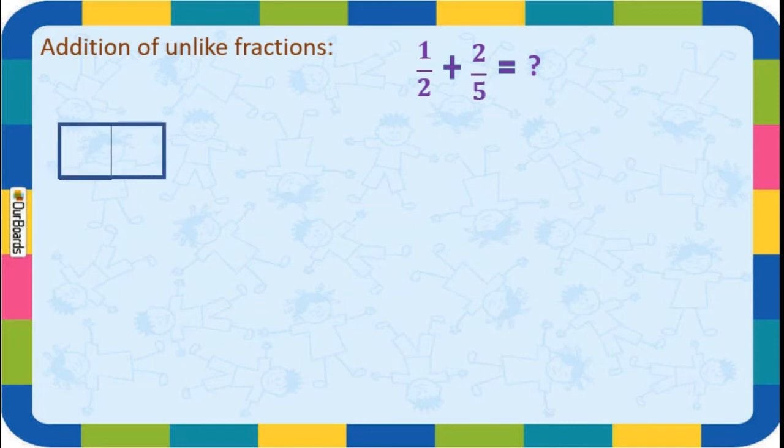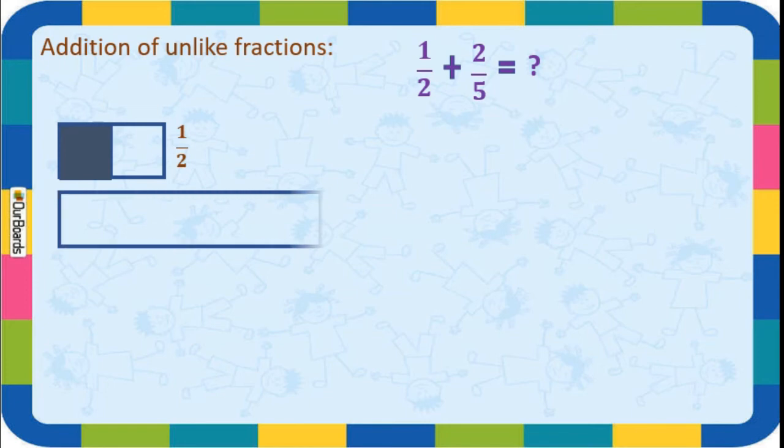We will divide it into 2 equal parts and 1 part we will color. That is half. The first one. Now in the second we will divide the rectangle into 5 equal parts and we will color 2 parts, that is 2 upon 5. Now it is very difficult to add because in the first one only 2 parts are there and 1 is selected, and in the second one 5 parts are there and 2 are colored, correct? So it is very difficult.